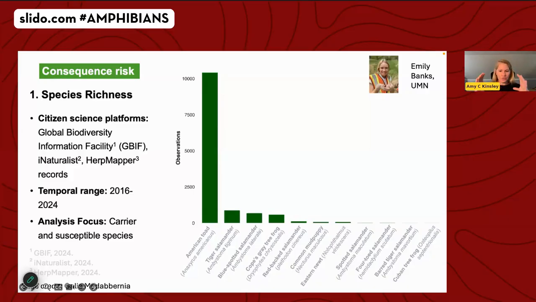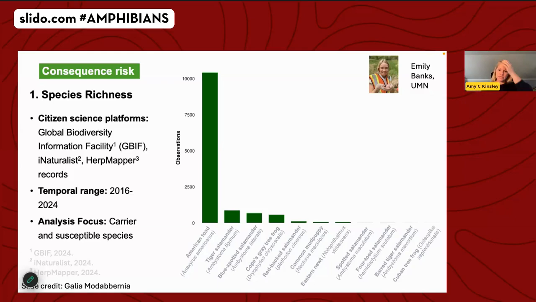And we took that list of species, I think we identified maybe close to 90, and we narrowed them down to those that exist in Minnesota. We then went through and looked at observation records. So we used several citizen science platforms. We used GBIF, iNaturalist, and HerpMapper, and we extended the range from 2016 to 2024.